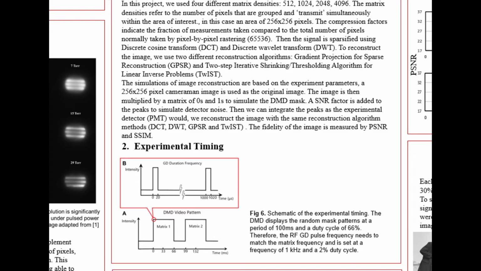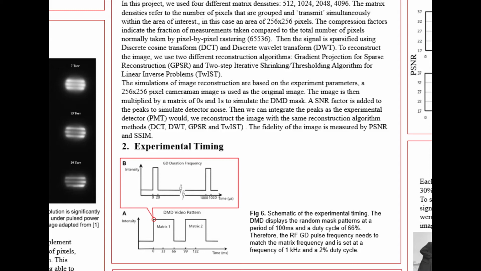And then we use 2 different reconstruction algorithms: the gradient projection for sparse reconstruction, or GPSR, and 2-step iterative shrinking thresholding algorithm for linear inverse problems, or TWIST. The fidelity of the reconstructed image is compared using the peak signal-to-noise ratio, or PSNR.